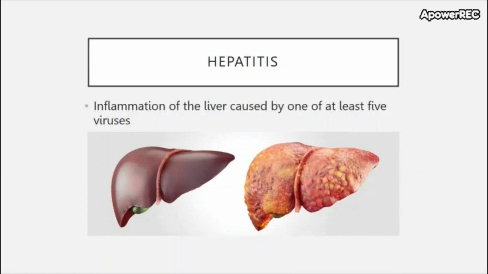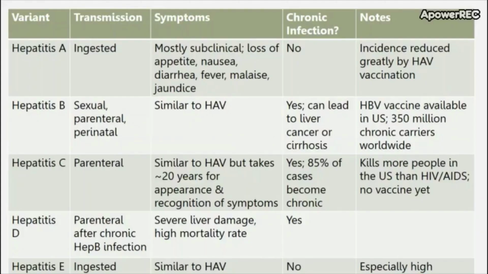Hepatitis is next. Hepatitis is the inflammation of the liver and is caused by one of at least 5 different viruses. So here is a list of all of the viruses. This table right here would be a good example of a mix and match question on the final exam. We have 5 different hepatitis viruses, from hepatitis A through hepatitis E.